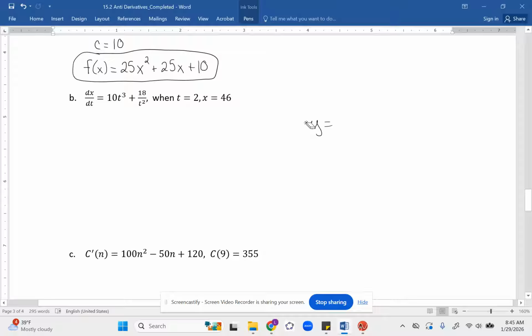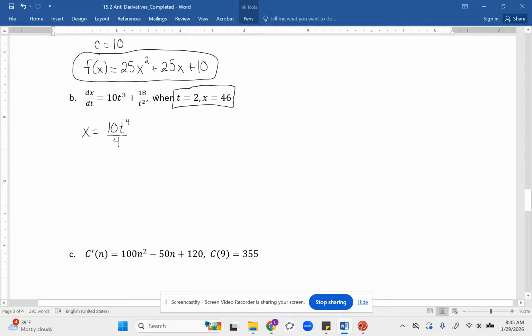Excuse me. This is a little bit different because x is actually going to be the name of the function that we're finding. And so I'm going to have x equals when I find the antiderivative. And by the way, this is the original point that I'll substitute in when I'm done to find c. So I'm going to have x equals, I'm going to copy down 10t to the third. Oh, no, not to the third, sorry. I'm going to add 1 to the exponent and divide by that new exponent.